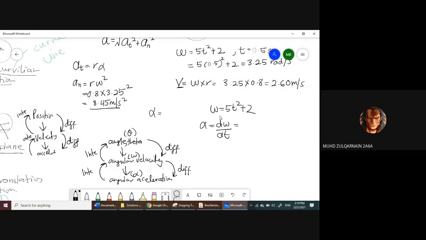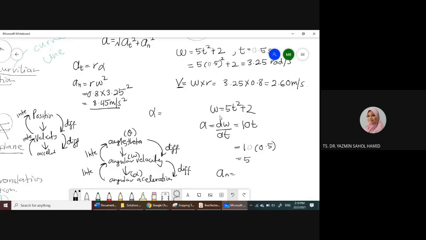10t, right? 10t. Okay, so 10 times t. T is 0.5. So alpha is 5.